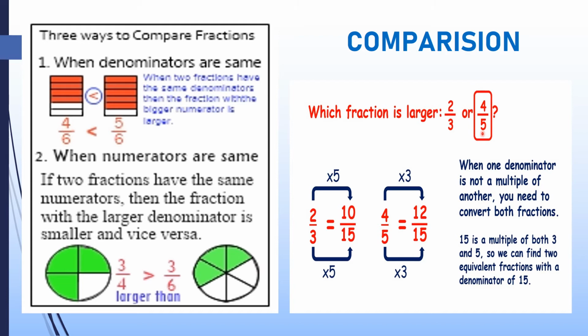Now easily you can compare when the denominators are same, you have to just see the numerator. So now you can easily say that 10 by 15 and 12 by 15. So 12 is more. So 4 by 5 is greater than 2 by 3.